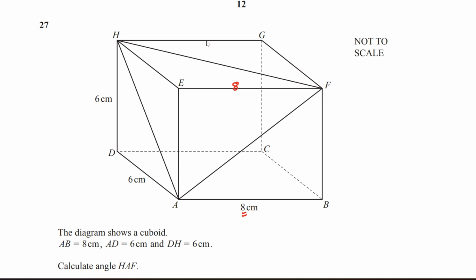And if this is 6, this will also be what? 6. Okay, and this is for sure like this, 6. He needs me to calculate the angle HAF, this angle. Okay, I will draw this triangle outside like this.